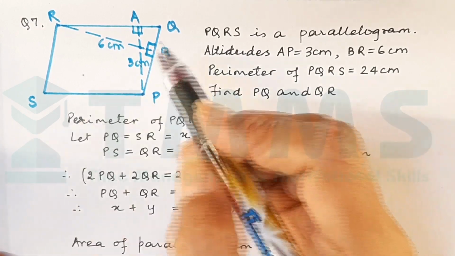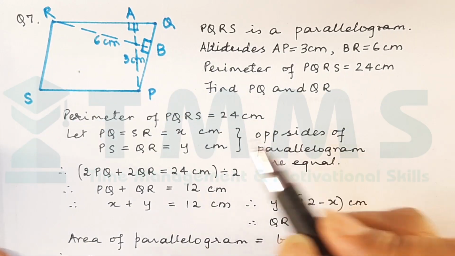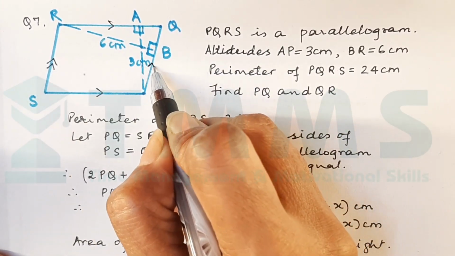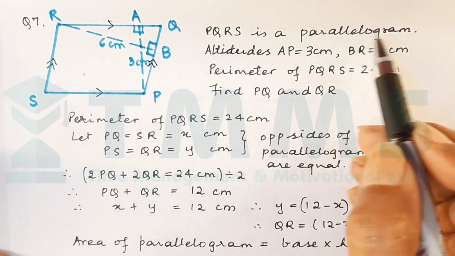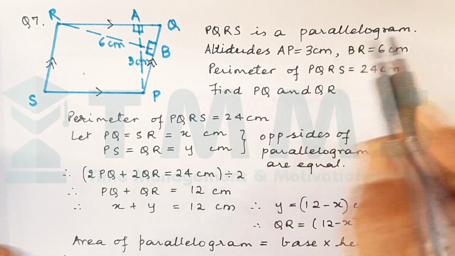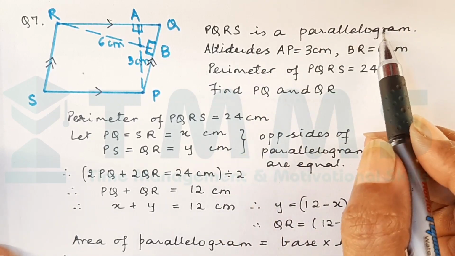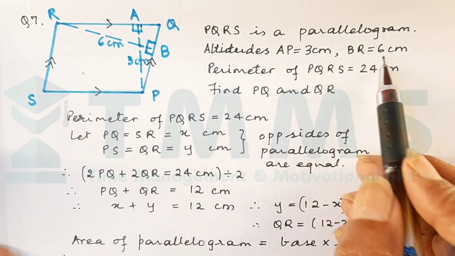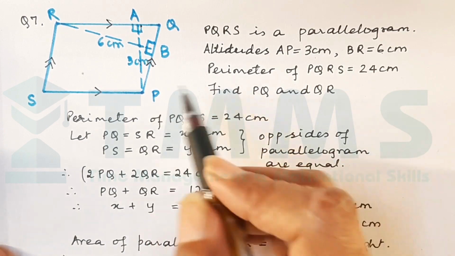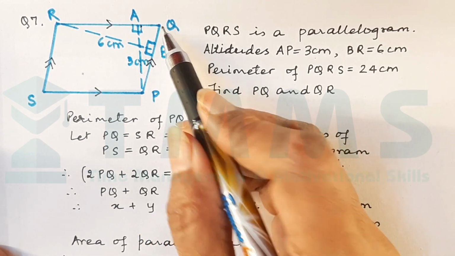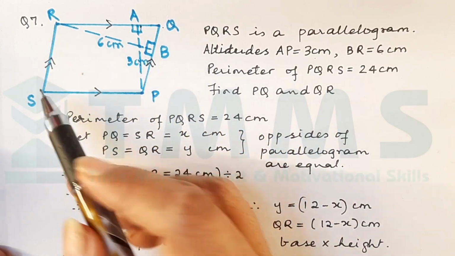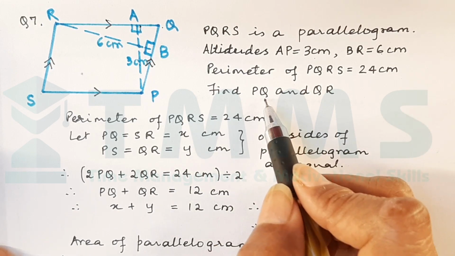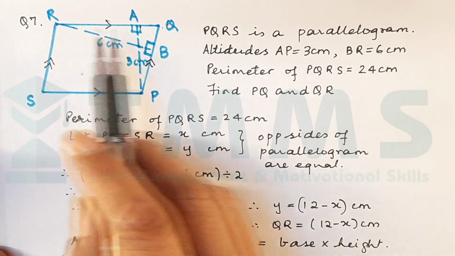So you can see that we have drawn PQRS as the parallelogram. We have this side parallel to this and this side is parallel to this. Now what we do is we write what has been given. Always write what is given. PQRS is a parallelogram. Altitudes AP and BR, their measures are given. I'm writing them. And the perimeter, what does perimeter mean? PQ plus QR plus RS plus SP. That is equal to 24 centimeters. And we have to find the value of PQ and QR.